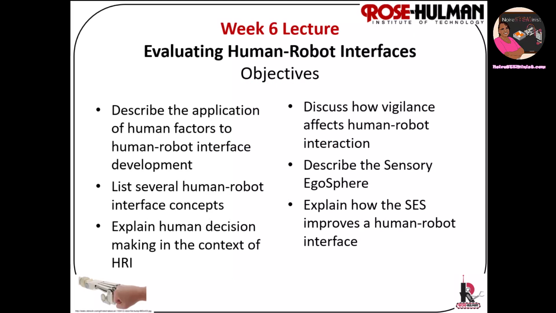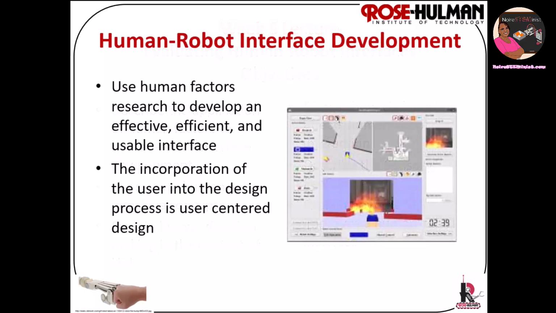For the Week 6 lecture, our objectives are to describe the application of human factors to human-robot interface development, list several human-robot interface concepts, explain human decision-making in the context of human-robot interaction, discuss how vigilance affects human-robot interaction, describe the sensory egosphere, and explain how the sensory egosphere improves human-robot interfaces.